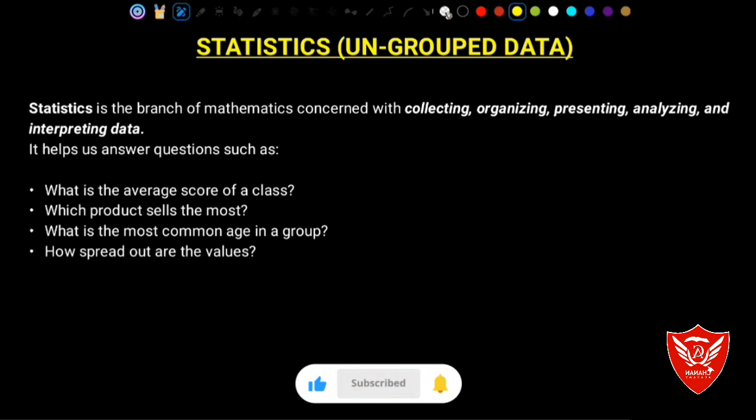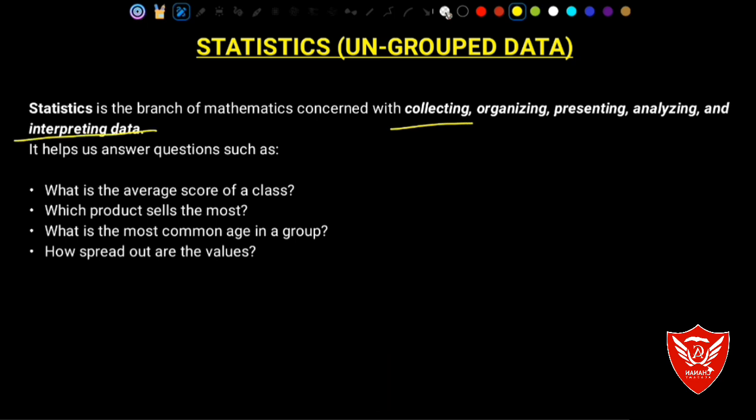Statistics is the branch of mathematics concerned with collecting, organizing, presenting, analyzing, and interpreting data. Take note, the end goal of collecting data is to interpret that data. Now, statistics can help us in various ways. It can help us answer questions in our businesses, even in our everyday life.